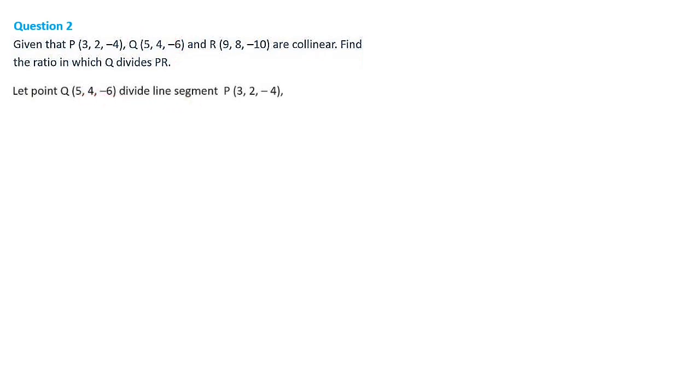Divide the line segment PR, that means P(3, 2, -4) and R(9, 8, -10), in the ratio k:1. This is the required ratio. Let's visualize. Q is here and Q is dividing the line joining PR in the ratio k:1. We have to find out the value of k.